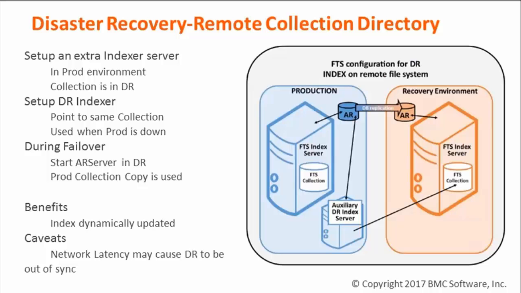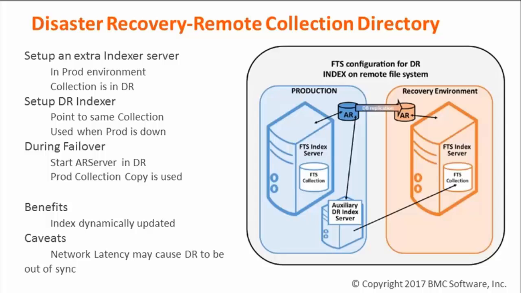Option two, the remote collection directory. You would set up an AR system server as an index server for FTS. You configure this machine as an indexer but not as a searcher, so the server will index data but wouldn't do anything else. You configure this server to refer to a remote-mounted file system that's located in the recovery environment. Your production server, this indexer server, is actually indexing files into the recovery environment. In the recovery environment, you would set up a machine as an indexer whose indexes also are located in the same place. And this server will be used for indexing and searching only when the recovery environment site is in use.